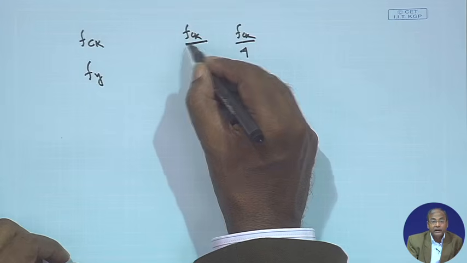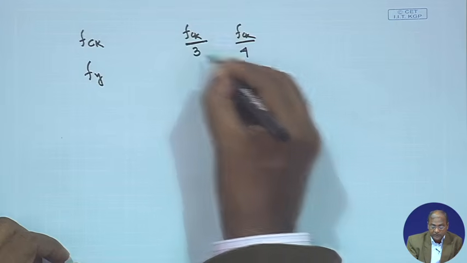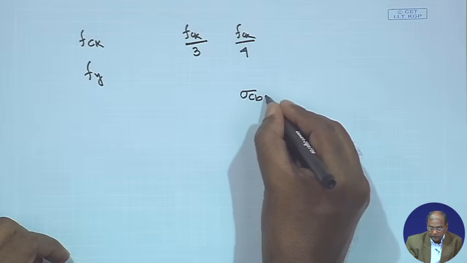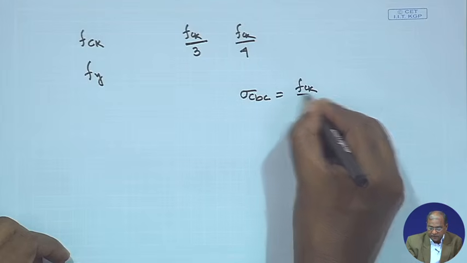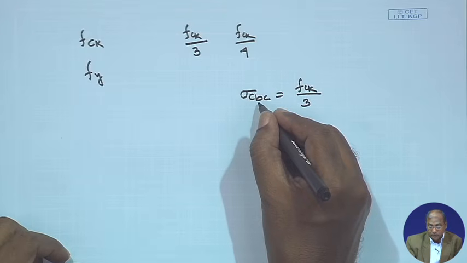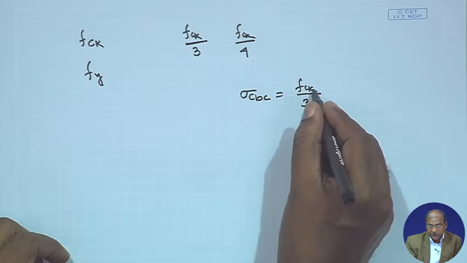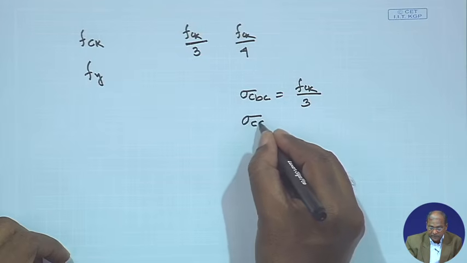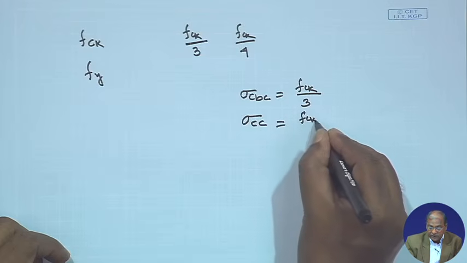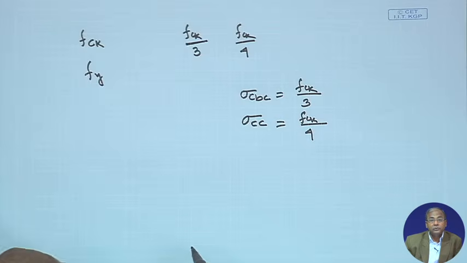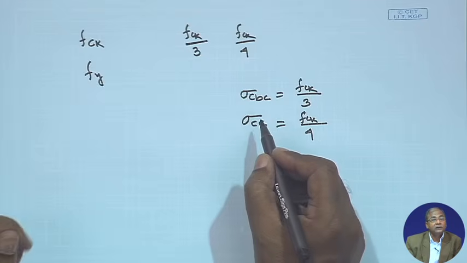So, I can write sigma CBC, the stress due to bending under compression in concrete, as FCK by 3. Similarly, I can write sigma CC equal to FCK by 4. That means in the working stress method also, we can write everything in terms of FCK.